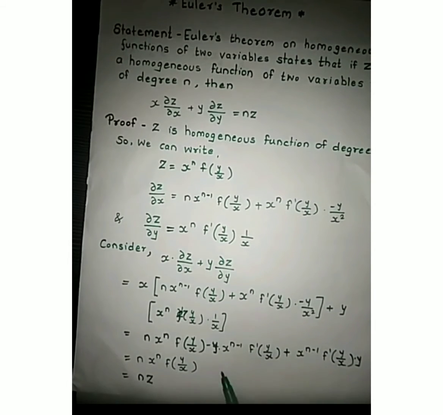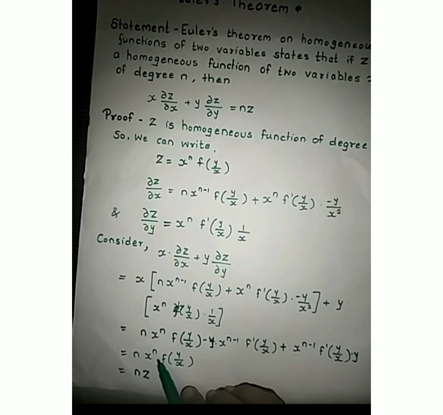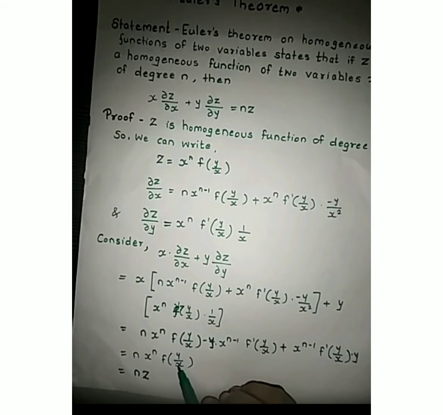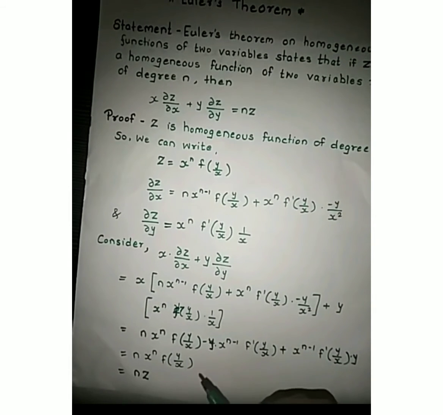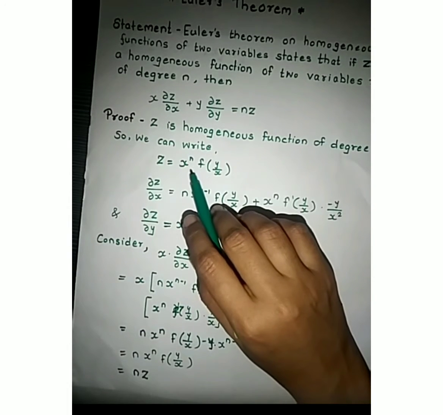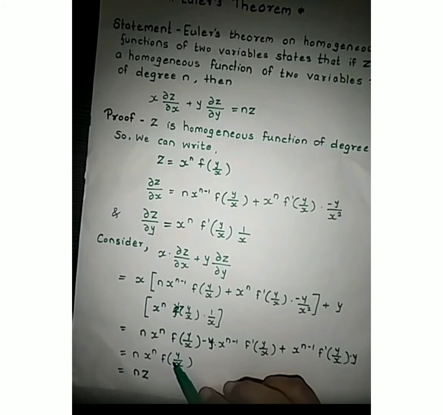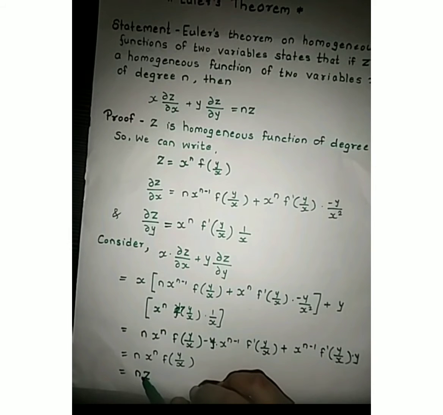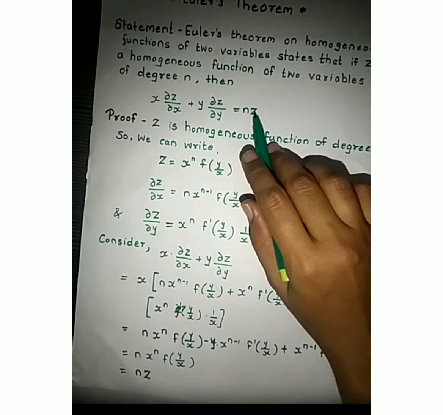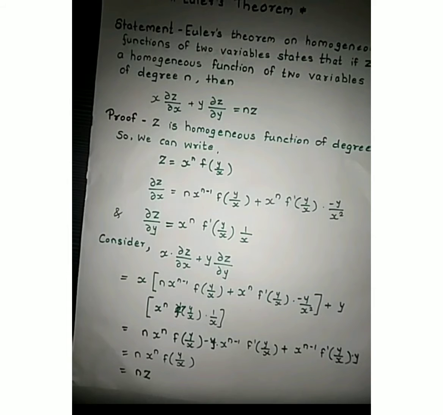Now observe that these both terms are the same, one has a minus sign and another has a plus sign, therefore both get cancelled and we get n x raised to n f of y by x. Now at the start we have written that z can be written as x raised to n f of y by x, therefore this is nothing but z, so it is equal to nz, which is our RHS. Hence we prove Euler's theorem on homogeneous function of two variables.